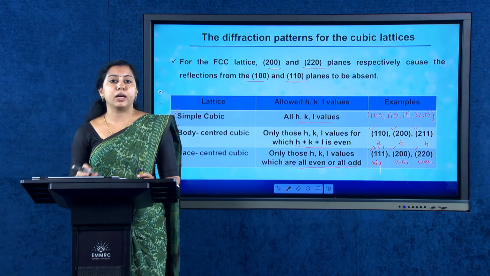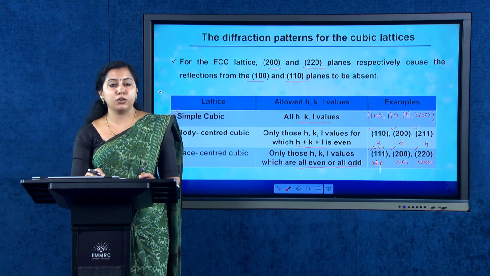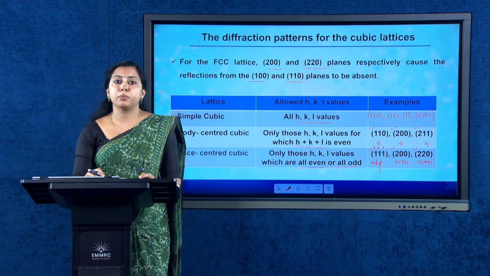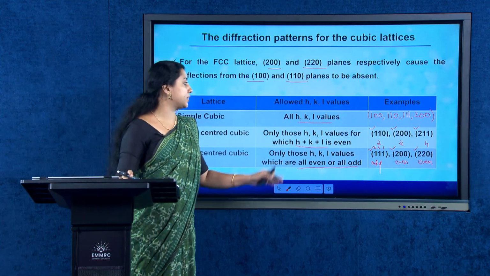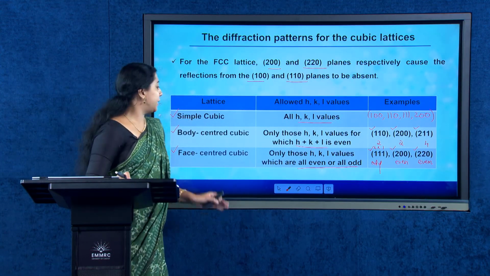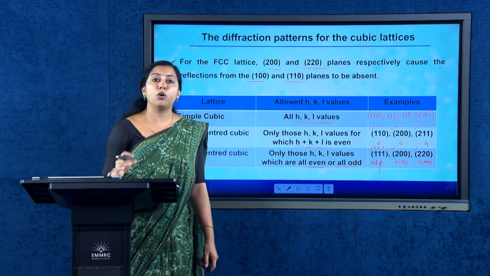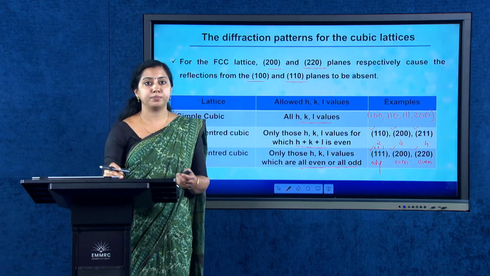So, we have a simple cubic system in which all HKL values are allowed, and in a body-centered or BCC lattice, only those HKL values for which H plus K plus L is even, and in a face-centered cubic, only those HKL values which are all even or all odd.